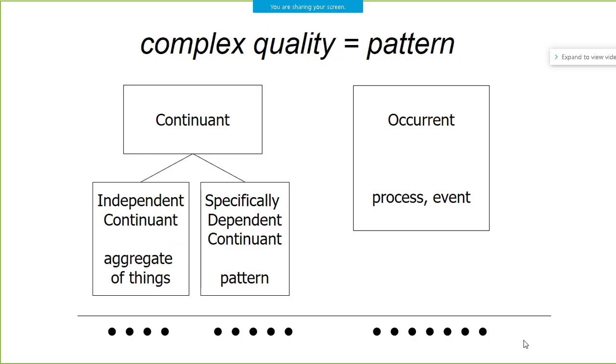And now some qualities can be patterns. For instance, the quality of air pressure in this room is a pattern distributed across all the molecules in this room.